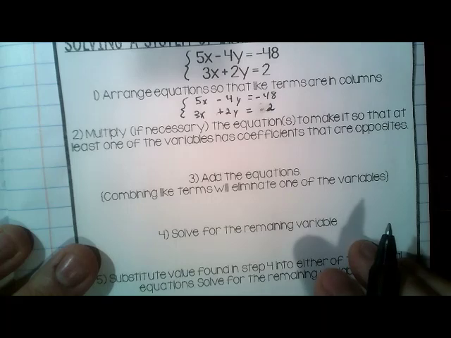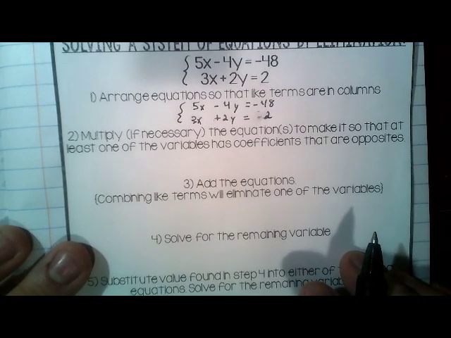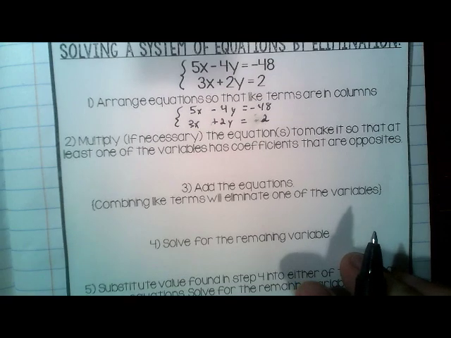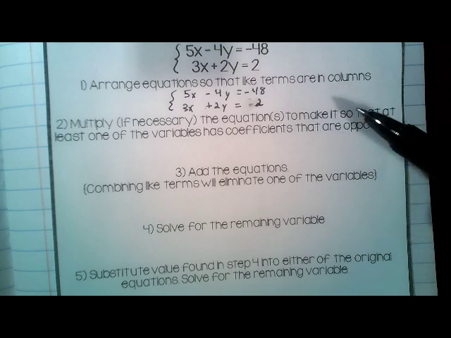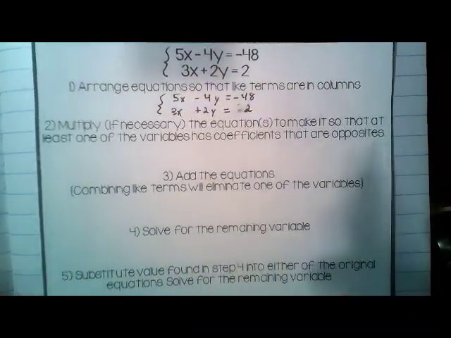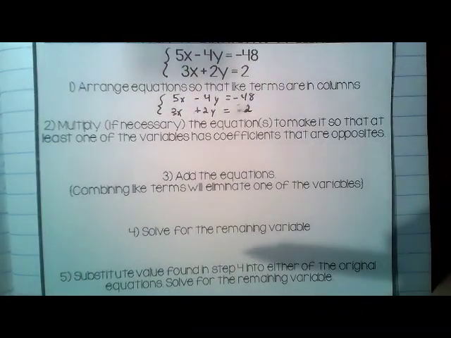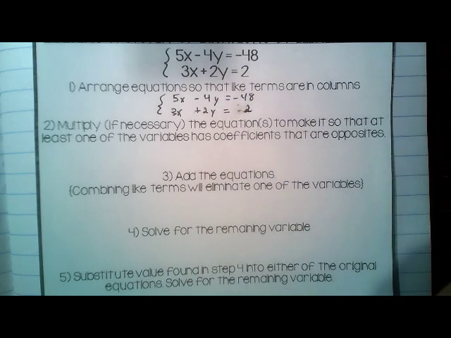Okay. So we have our new system. We didn't have to change it much. We just kind of shifted things around so that we could work with it better. So my goal when solving by elimination is to eliminate one of the variables by adding or subtracting. So when I add these two equations together, I want to eliminate a variable.